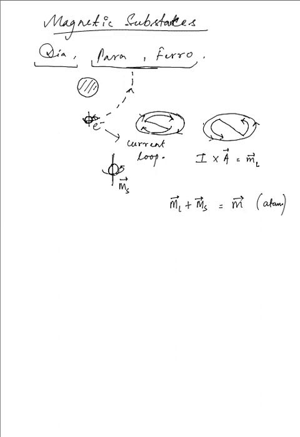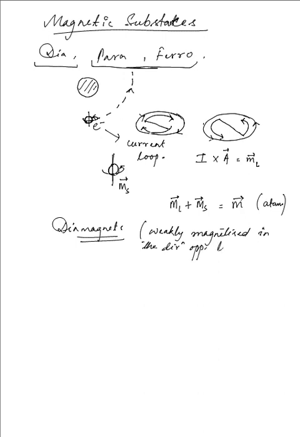Now, with all this available to us, we can discuss the diamagnets. Well, the diamagnets are the types of substances which are weakly magnetized, and they are magnetized in the direction opposite to that of the magnetizing field.